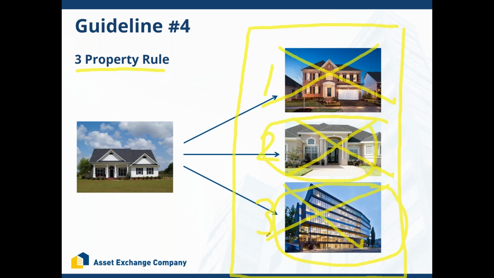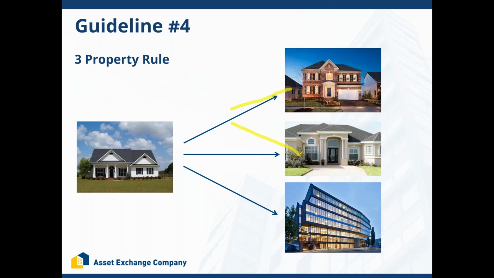All right, you get 3 bites at the apple. If you cannot get any of them, and you're past your day 45 identification period, you are out of luck. You've got a failed exchange at that point. So very, very, very important. Make sure that you are identifying properties that you've got a good chance of closing on. Because after day 45, there's no going back. So you get 3 bites at the apple. Hopefully you get your first choice. If not, you got a second backup and then a third option. The 3-property rule gives you 3 bites at the apple.